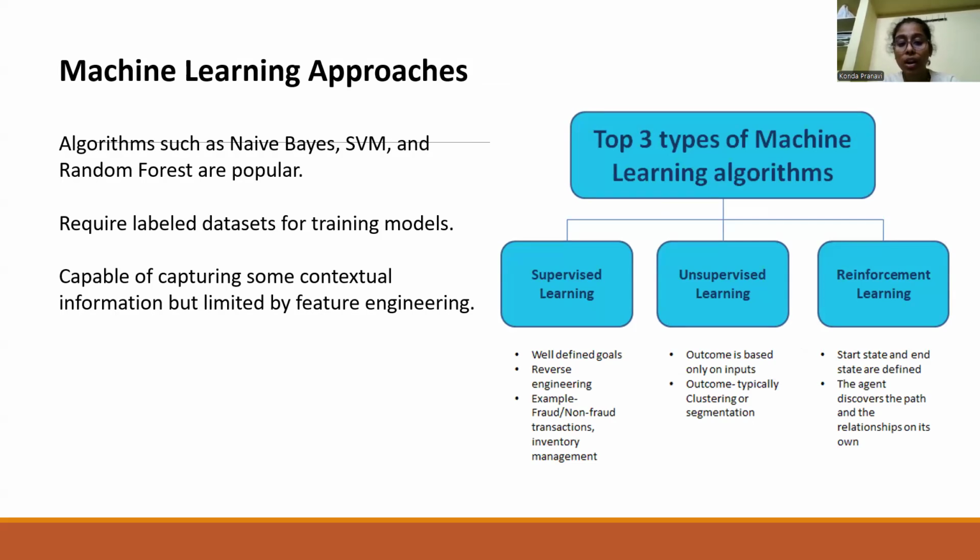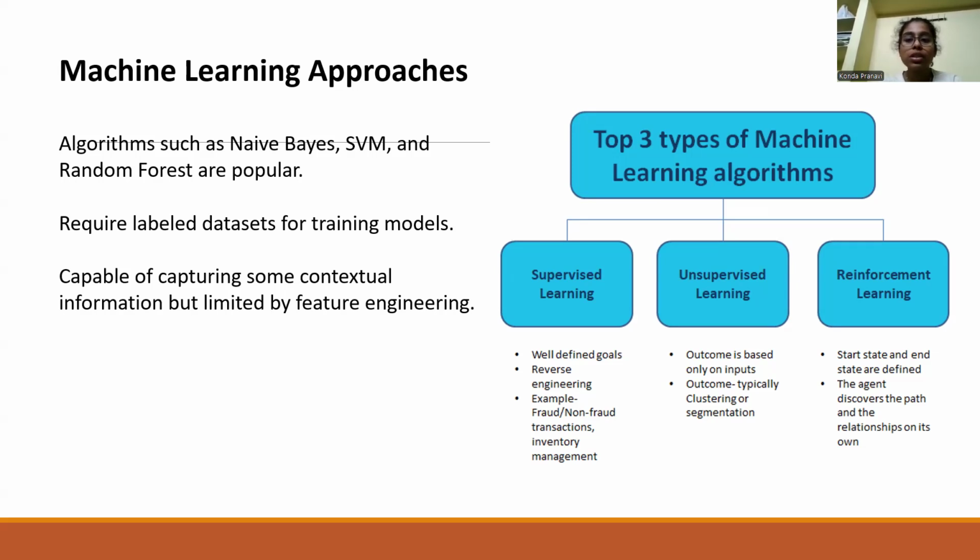These methods are more accurate than lexicon-based approaches, but depend heavily on data quality and feature selection. Features such as word frequency, n-grams, and TF-IDF are commonly used to train these models. They also require labeled datasets, are capable of capturing some contextual information, but are also limited by feature engineering.